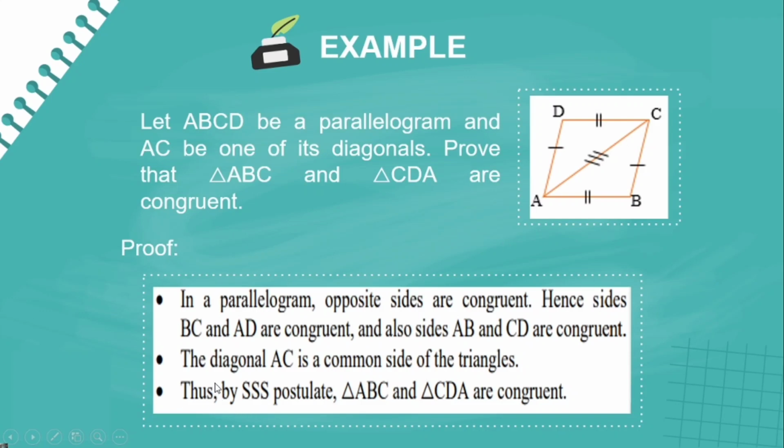And also, the diagonal is a common side of the two triangles. So this AC is congruent to AC since it is common. So by SSS postulate, triangle ABC and triangle CDA are congruent to each other.